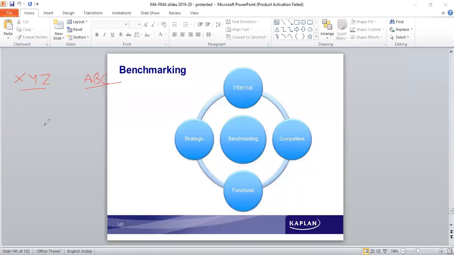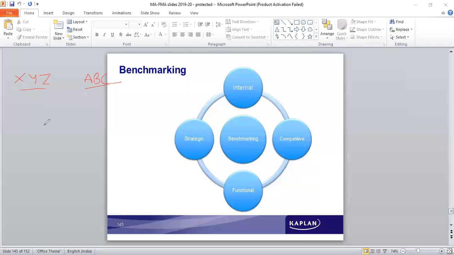So the whole concept of benchmarking is decide something to be as a benchmark, measure the performance of the benchmark, and also measure the performance of other entity. Then later on, compare the performance of the benchmark and the entity. So that is the process of benchmarking.